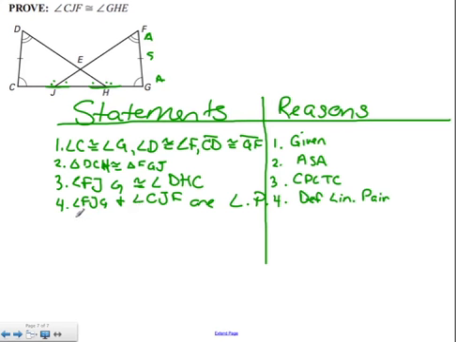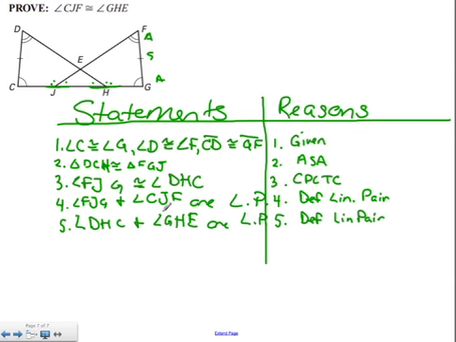I'll do the exact same line. I'll just call this number 5, and I'll call this angle DHC and angle GHE are a linear pair. Again, that's the definition of linear pair. Kind of having to repeat some things in here just because I'm doing the exact same thing on both sides.